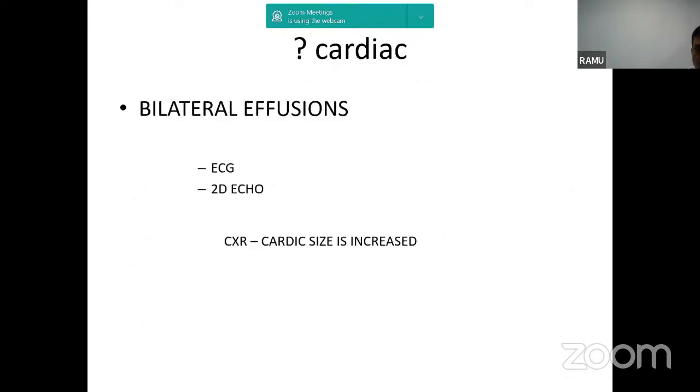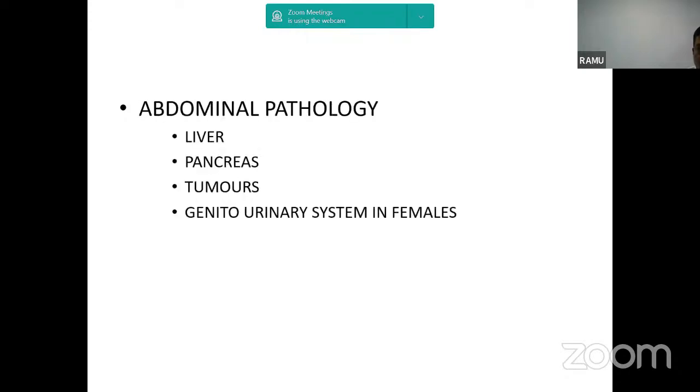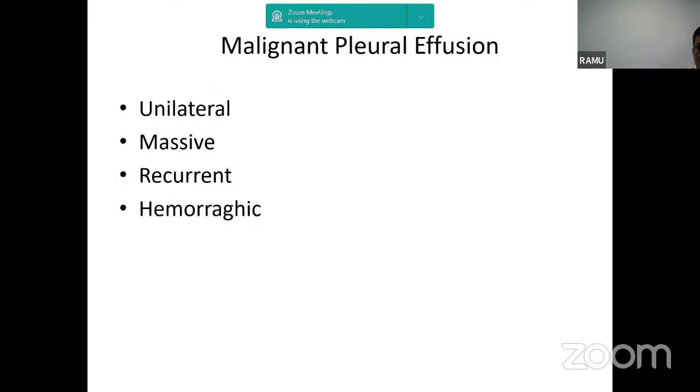When coming to cardiac causes, they always present bilaterally. We should always get an ECG, 2D echo, and chest X-ray done. On chest X-ray we can see cardiomegaly with pleural effusion. Coming to abdominal pathology, liver, pancreas, tumors, all we have to think of. Malignant pleural effusions might be unilateral, massive, recurrent, and hemorrhagic.